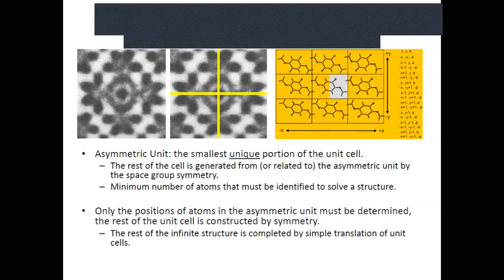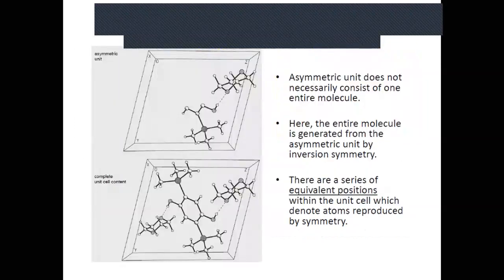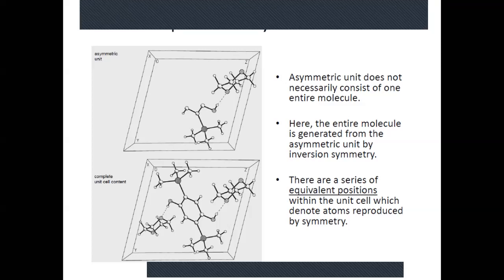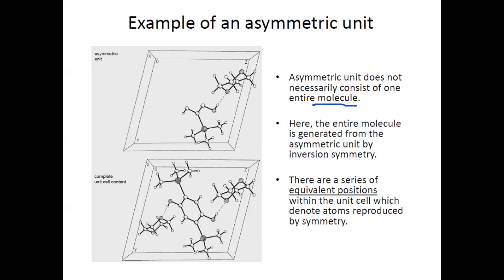And it doesn't have to be a whole molecule. It can be a half molecule. It could be 2 molecules. It just depends. So it's just an example of an asymmetric unit. And the main thing to note is that it doesn't need to be an entire molecule. So in this example here, this is the asymmetric unit. So this is what you would solve for when you're solving the crystal structure.